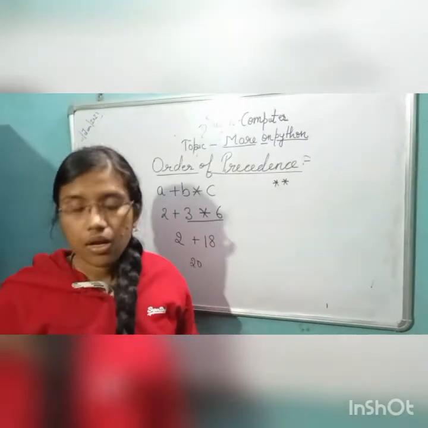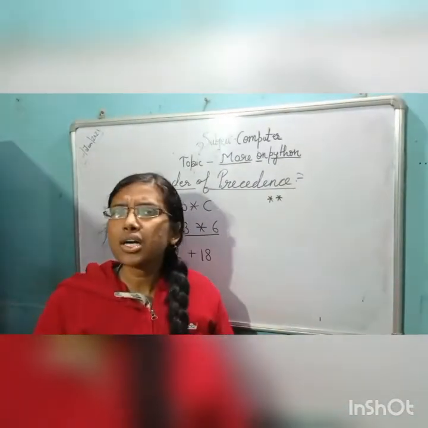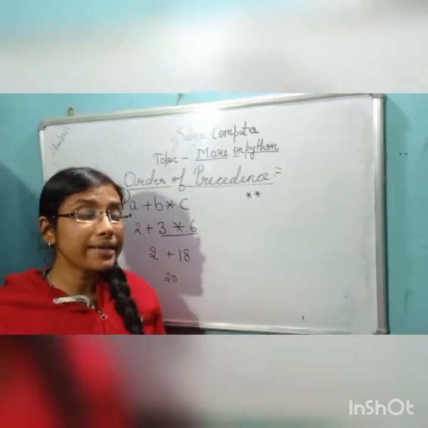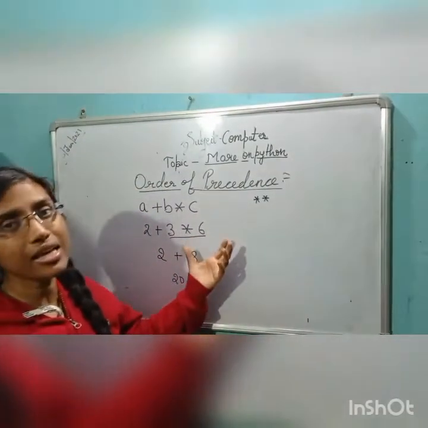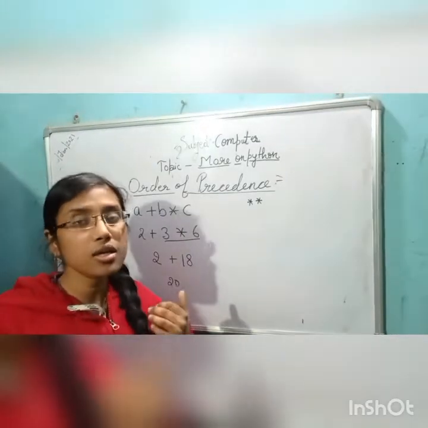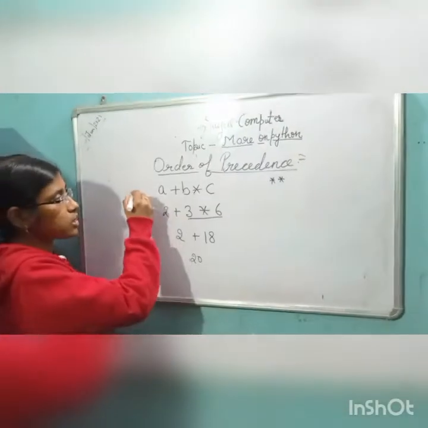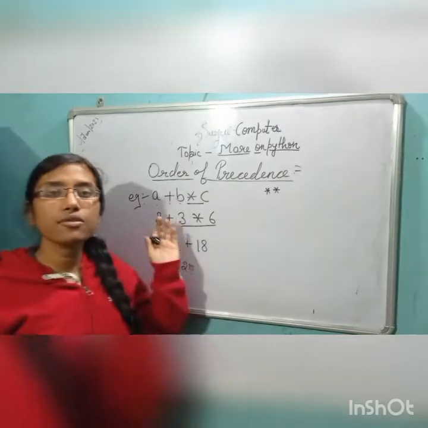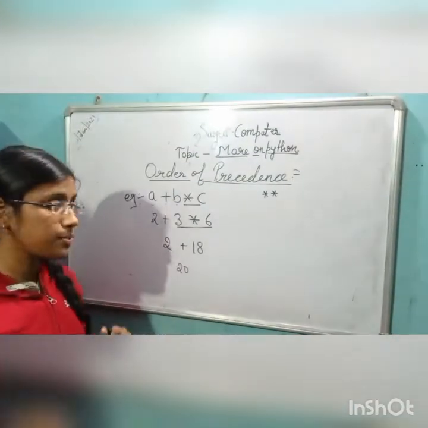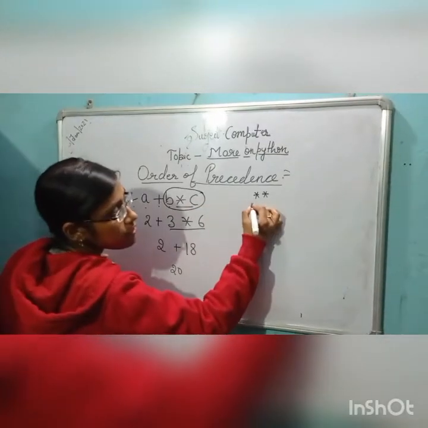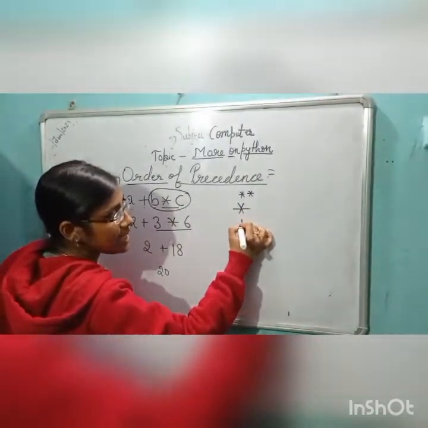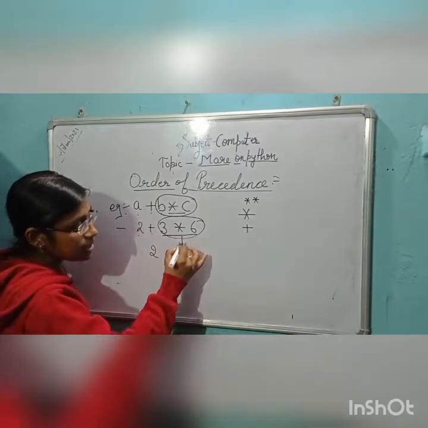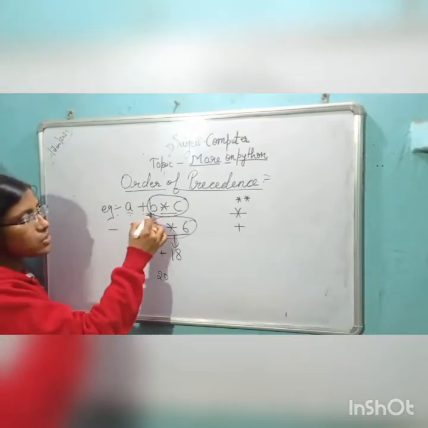Now let us understand the order of precedence. Have you heard about BODMAS in mathematics? It means that if two or more operators are being used in a single expression, what will be the order of their calculation? Let us understand this with an example: A plus B into C. How will Python evaluate it? First, multiplication will be evaluated, then the addition. I take an example, 2 plus 3 into 6. First the multiplication will get calculated, after that the addition.